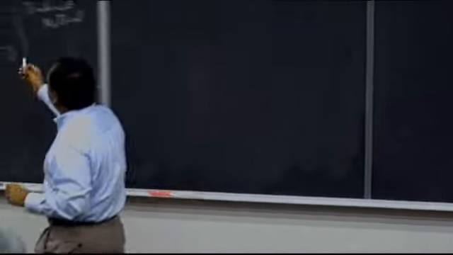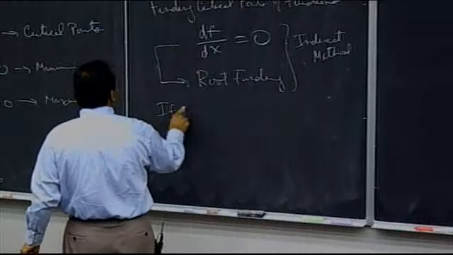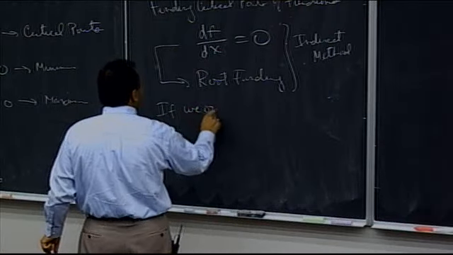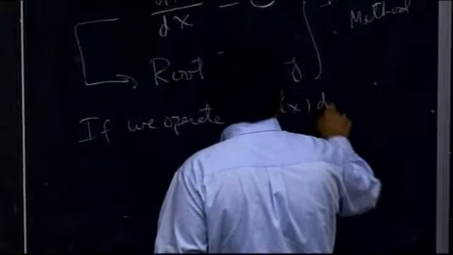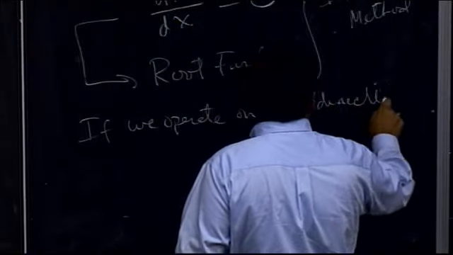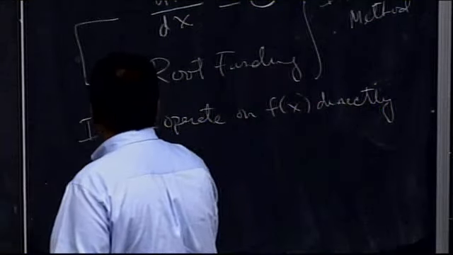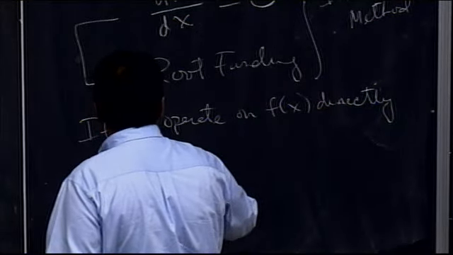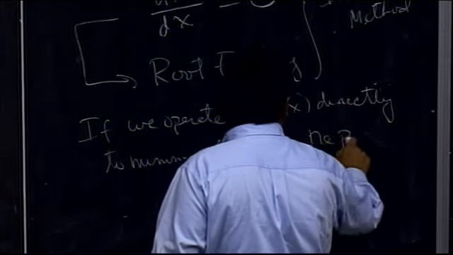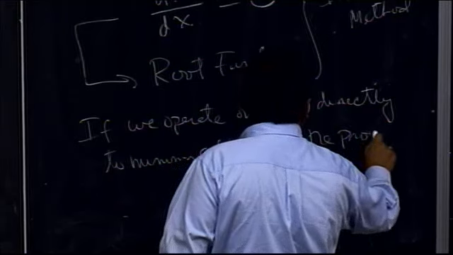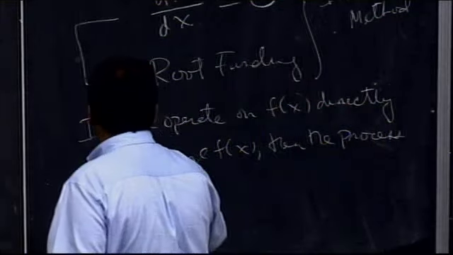So that's the second class of methods: if we operate directly on f of x to minimize f, then the process is called the direct method.